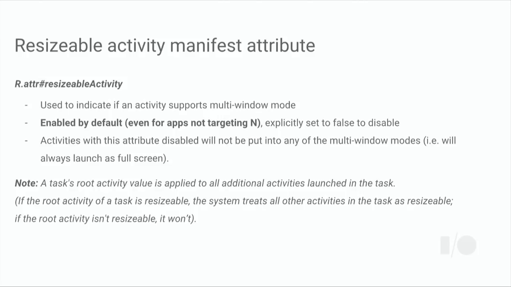Another important thing to note is that the root activity of a task determines the resizability of that task. You can think of a task as every single card entry you see in the recent activity or overview activity, right? So if the root activity is marked as resizable, any additional activity that goes in that task is also resizable. However, if the root activity isn't resizable, then the task will not be resized, right? So no other activity in that task will be resized as well.